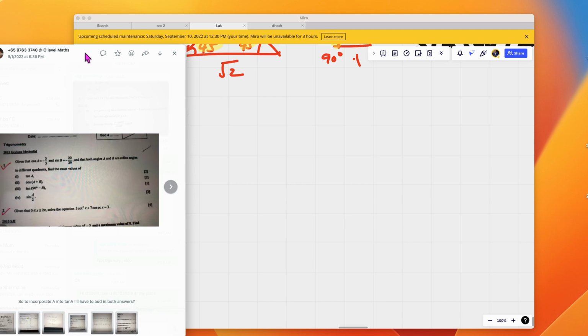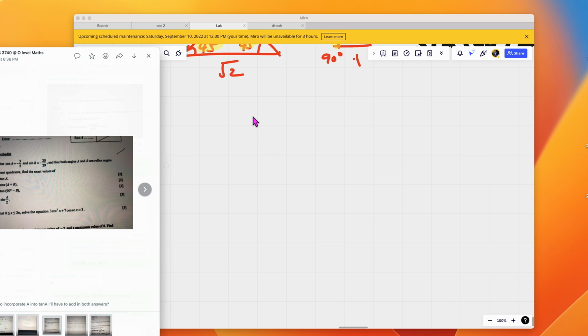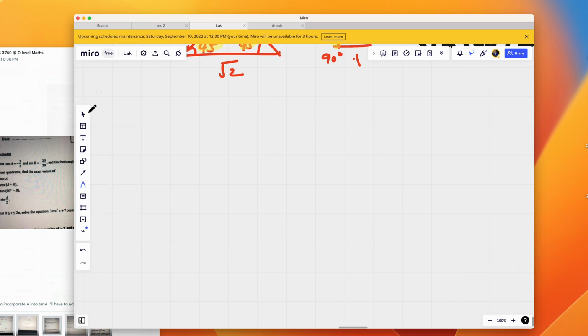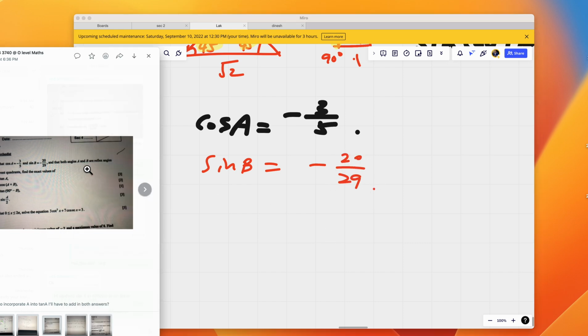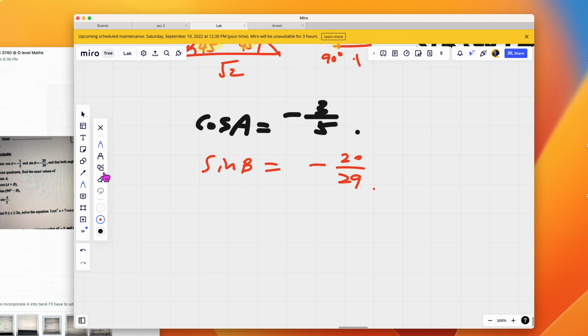Actually, this question is similar to the one I discussed. But over here they give you cosine. Our example over here is sine, right? So they give you cosine A equals negative 3 over 5. Then they give you sine B is equal to negative 20 over 29. And they tell you both angles are reflex angles, so you know the range already. What is a reflex angle? So A and B are in which quadrant?